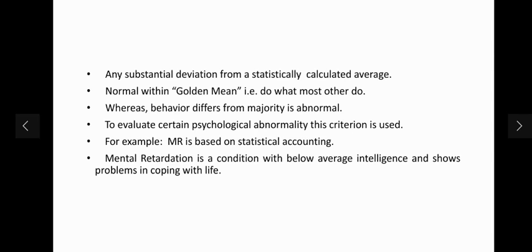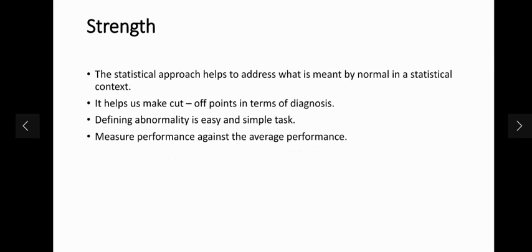For example, mental retardation is based on statistical accounting. Previously, we saw the NPC, the normal probability curve. If the behavior is statistically deviant from the golden mean of 100 IQ, then it is mental retardation. The meaning of mental retardation is a significantly sub-average or below average level of IQ. Along with this, these individuals will also have problems coping with life in general, or life skills will be deficit.